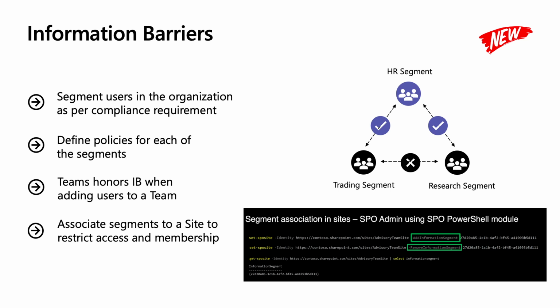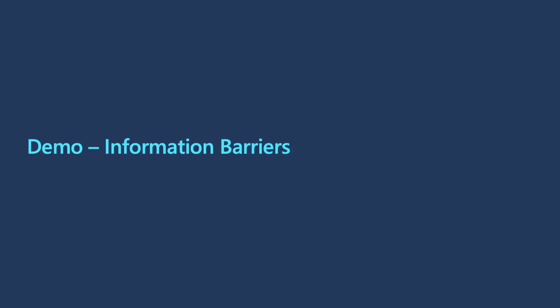You can then define information barrier policies, also known as IB policies, between these segments by specifying which segment can talk to which other segment. Once the policies are in place, in Teams, addition of members to groups will honor IB policy. In SharePoint, you can restrict which segment can be part of a site by using SharePoint partial. Let me walk you through a demo to show how it works.